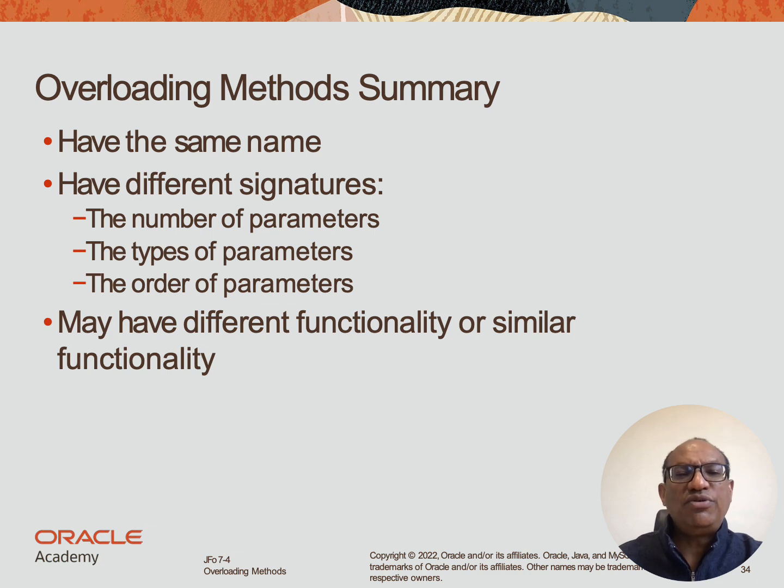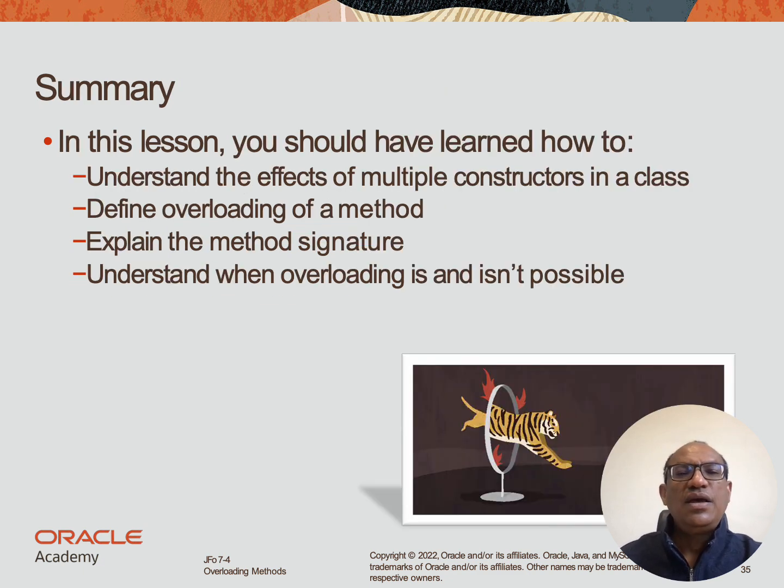To summarize method overloading: same method name, different number, different type, or different order of parameters. Optional, different behavior or logic inside each method. By now, you should be able to understand why multiple constructors can be helpful. Define and recognize method overloading. Explain what makes a method signature unique. And know what doesn't count when overloading.